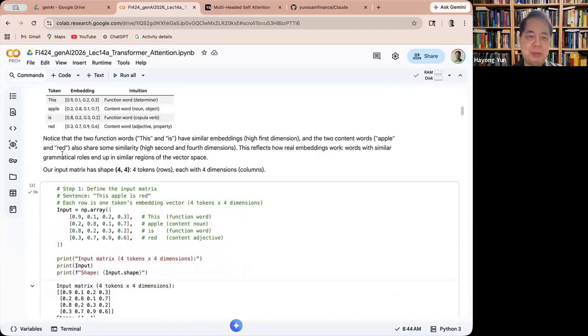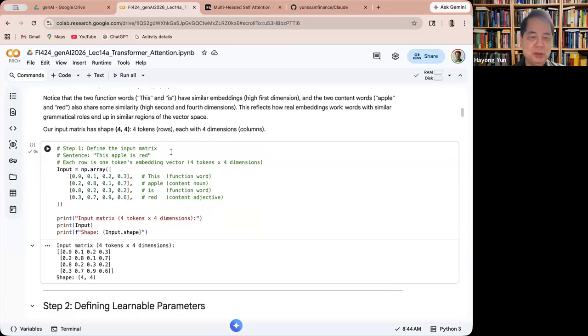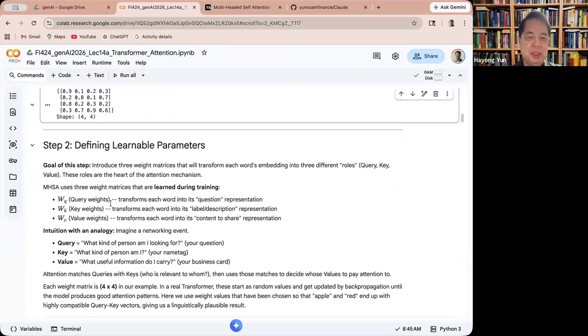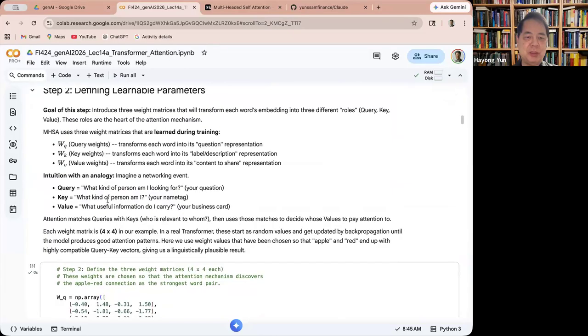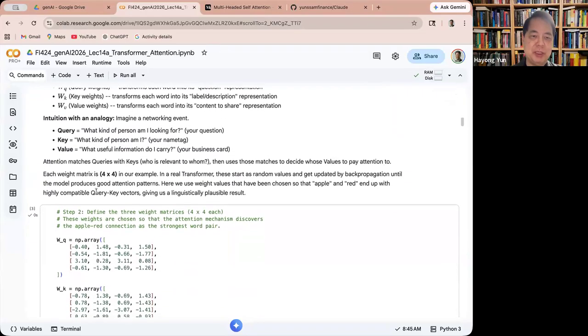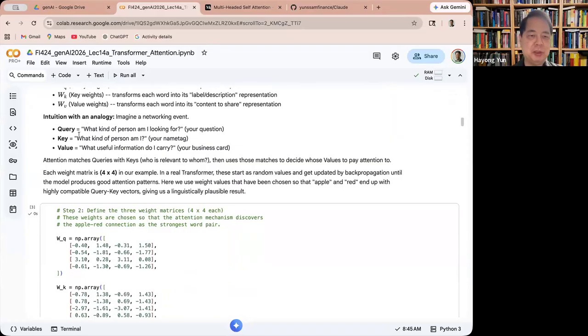And the two content words, apple and red, also share some similarity. This is how embeddings, in the standard way of doing it, represent the words. So here's our input matrix. Then define the learnable parameters. Again, these have to be trained by the transformer in reality, but I just made up some numbers that would give some intuition. Query is: what kind of person am I looking for? Key is: what kind of person am I?